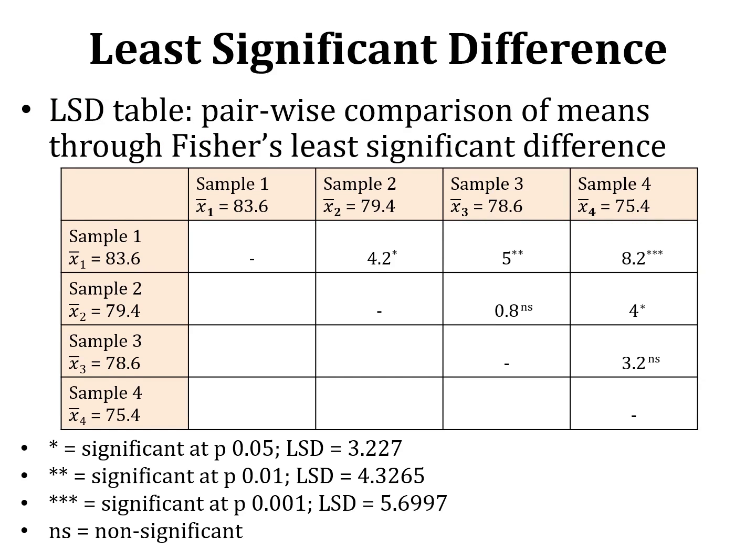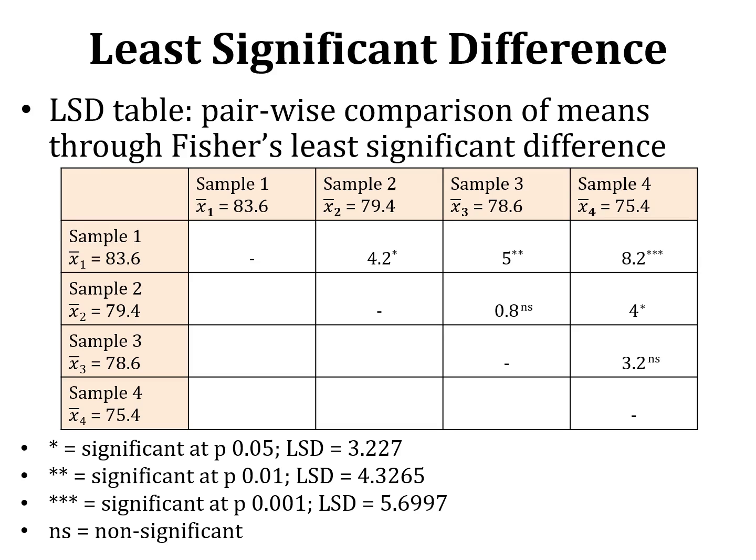Now it is time to report the results of LSD analysis. So we are going to report them as a pairwise comparison of means through Fisher's least significant difference. The difference between sample 1 and 2 is significant. Difference between sample 1 and 3 is highly significant. The difference between sample 1 and 4 is very highly significant. The difference between means of sample 2 and 3 is non-significant. The difference between samples 2 and 4 is significant, and the difference between samples 3 and 4 is non-significant.